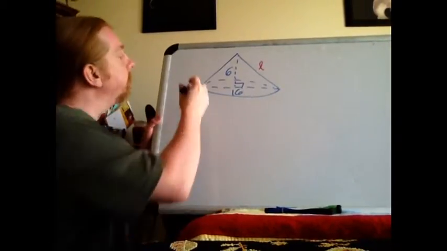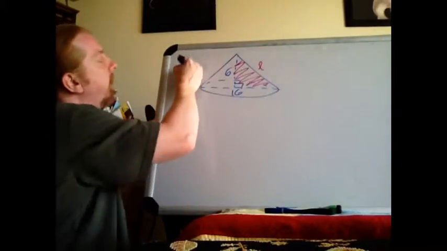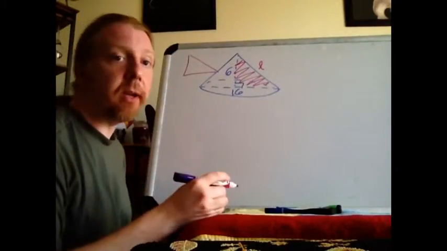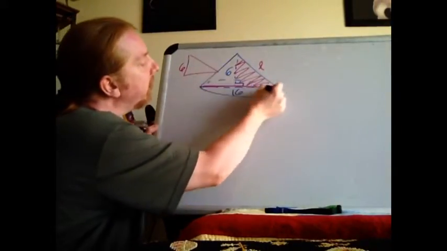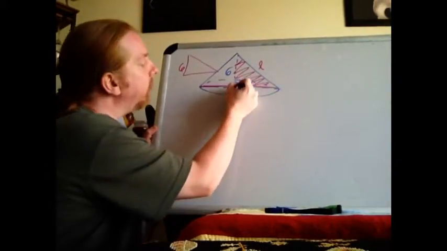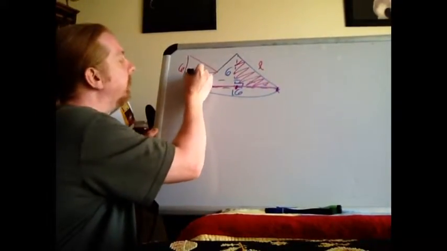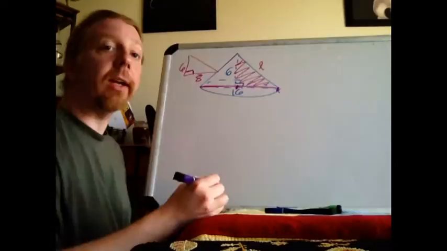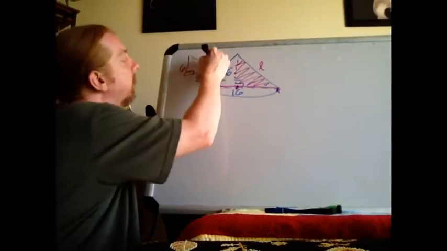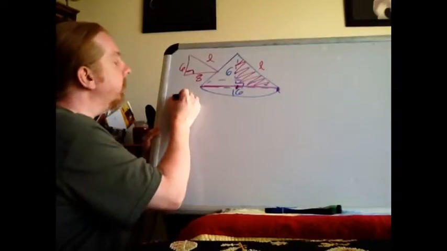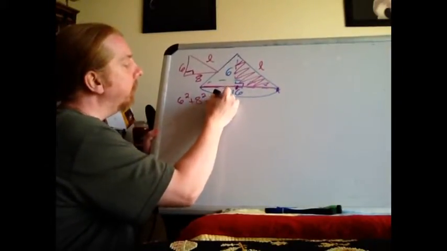So what I'm going to do is focus on that triangle there. I can peel off the pieces. 6. Now the diameter is 16. I only want part of that, half to be exact. That's 8. So I can now apply the Pythagorean theorem in order to get the slant, L. Pythagorean theorem would be 6 squared plus 8 squared equals L squared.